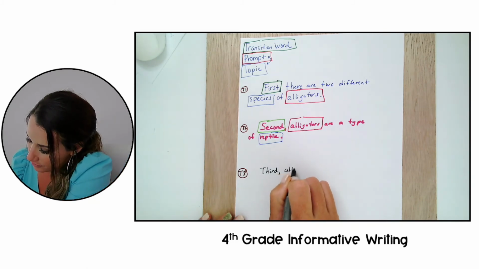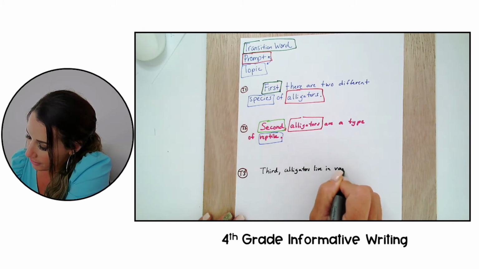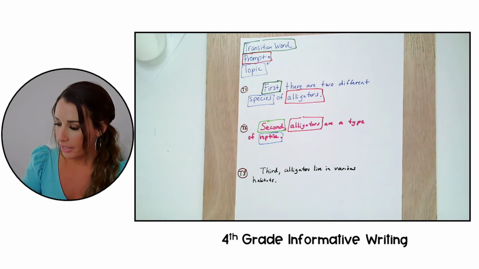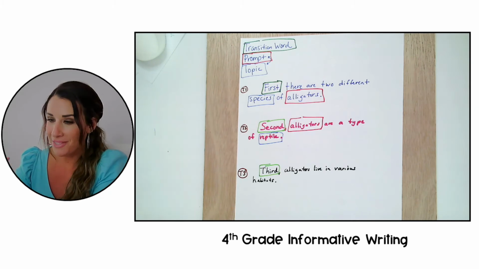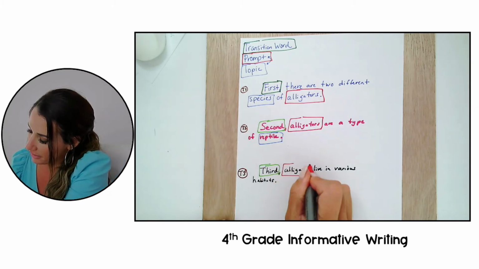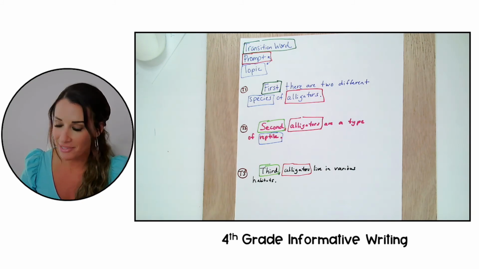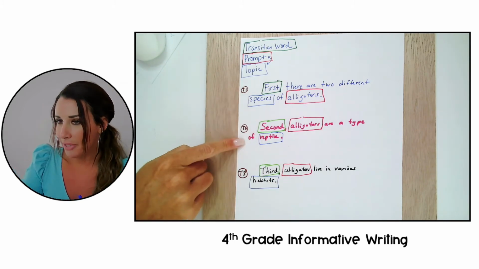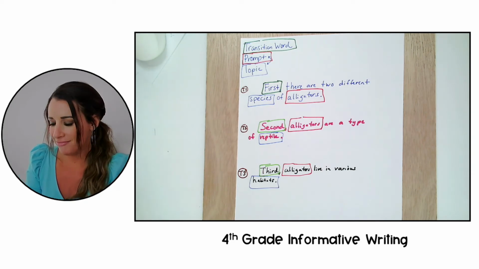third, alligators live in various habitats. Okay, and I'm going to put my transition word in green, my prompt in red, my prompt is alligators, and my topic for T3, which is habitats, in blue. So these are perfect topic sentences for T1, T2, and T3. Okay, pretty easy, right?